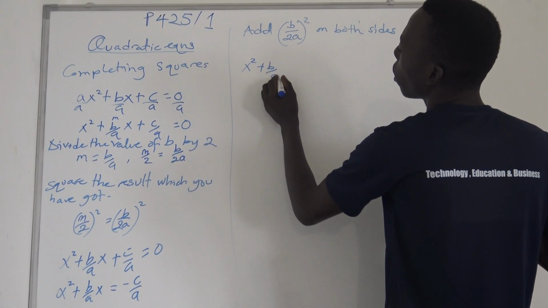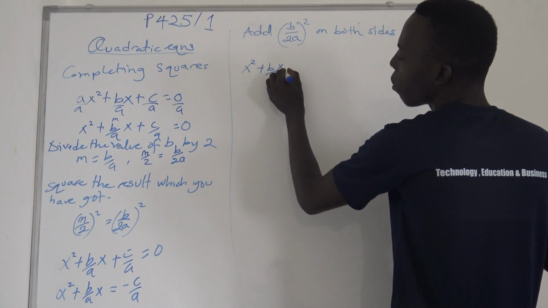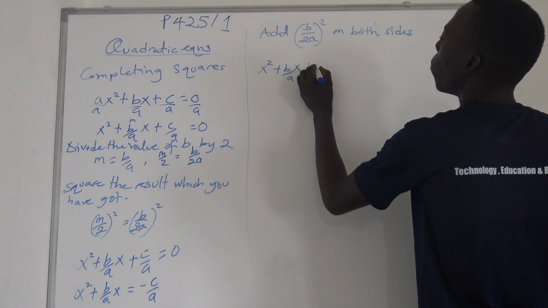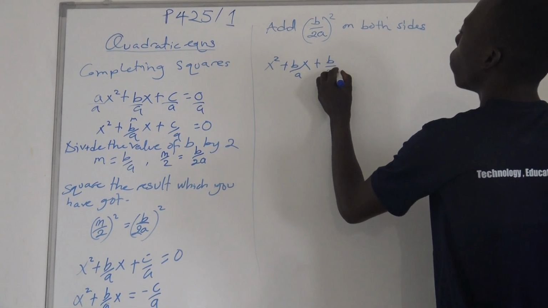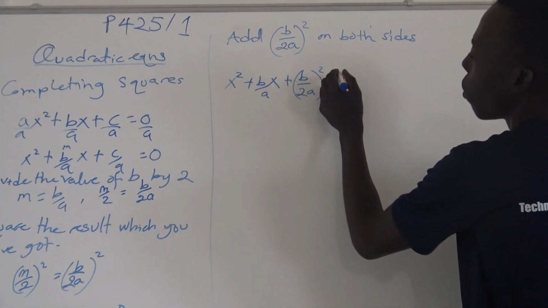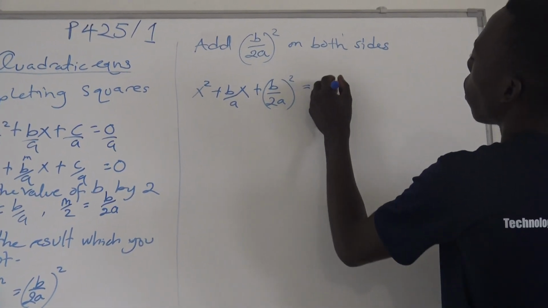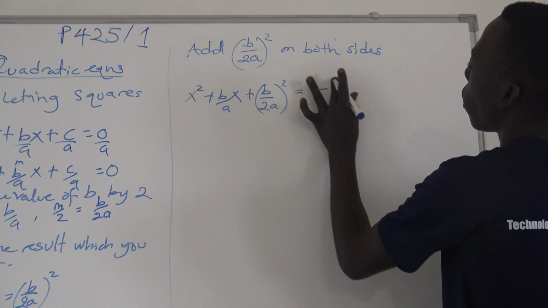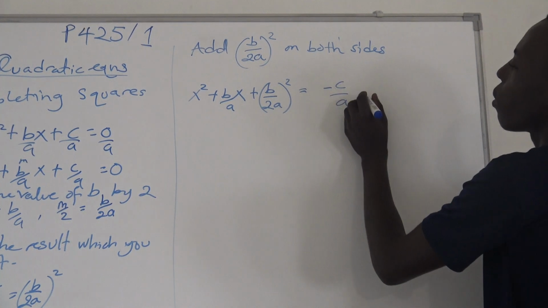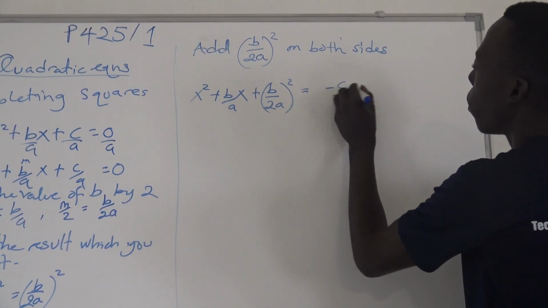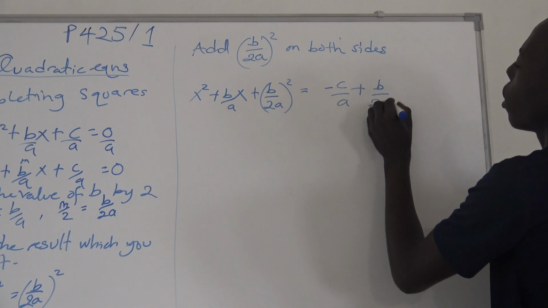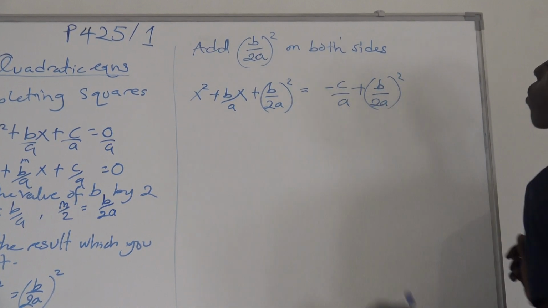b out of x, then I'm adding it here. So it becomes plus b out of 2a by the whole thing squared. So minus, so this one becomes equal to negative c out of a, then times, so we are adding, so it becomes a plus. It becomes b out of 2a by the whole thing squared.